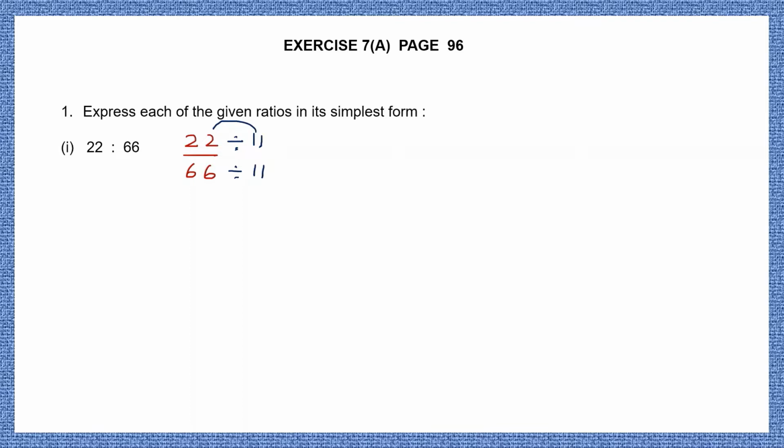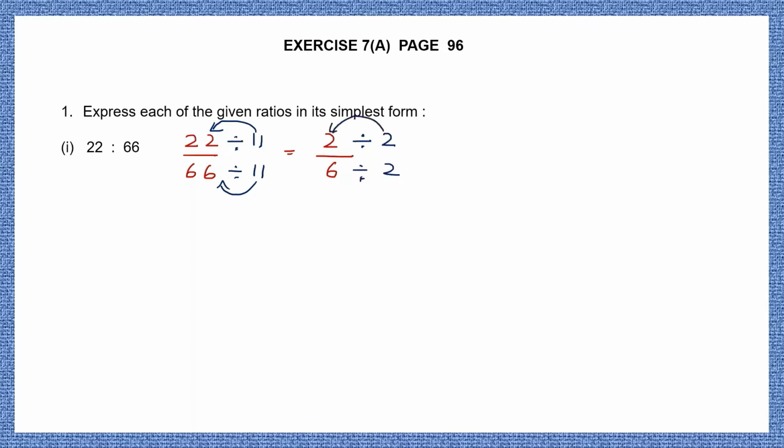Okay, so 11 into what will give us 22? 11 into 2. Then 11 into what will give us 66? 11 sixes are 66. So we've got 2 by 6. Now even this can be reduced to the lowest term. So let's divide 2 and 6. Both are divisible by 2. So the common factor here is 2.